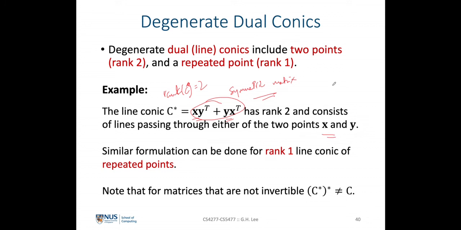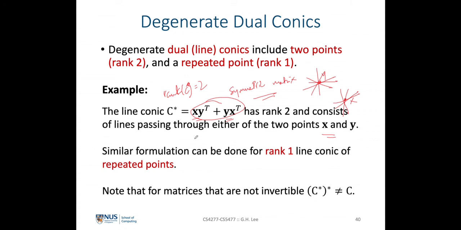So what this means is that it will form something like this, where I have x and y over here, and this point would be made up of all these lines that are intersecting on the point over here. And a similar formulation can also be done for the rank 1 line conics of the repeated points.